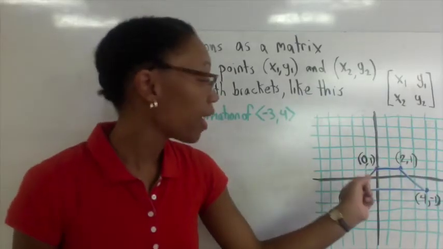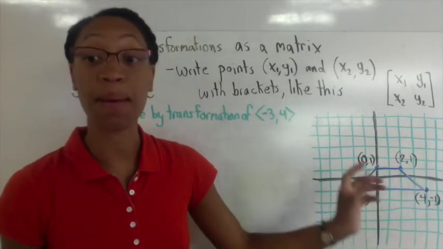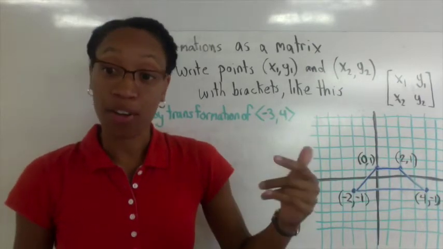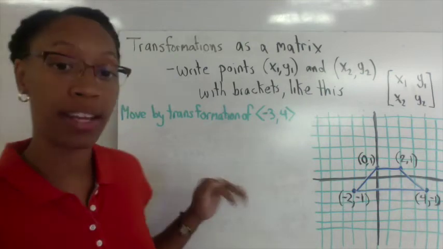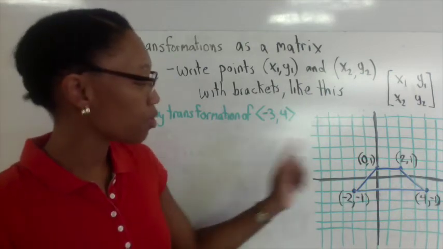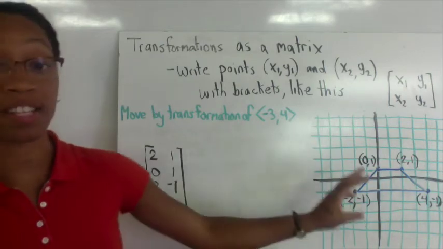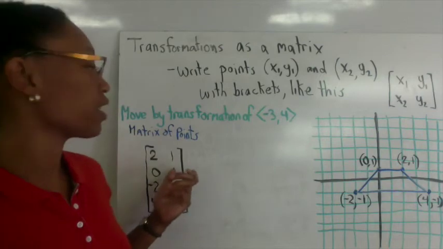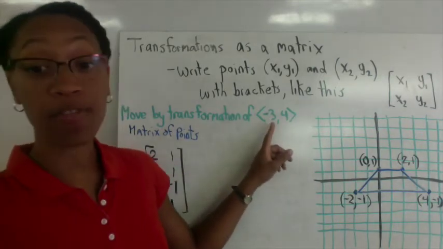Okay, so now that I have the values for where each point is, I can write these as a matrix by stacking the points. And it does not matter which one I put on top or what order the points go in. They can go in whichever order you want. I'm just going to go around. Okay, so here is a matrix that represents these points. So now I've got this matrix. I need to create another matrix that will represent the vector -3, 4.